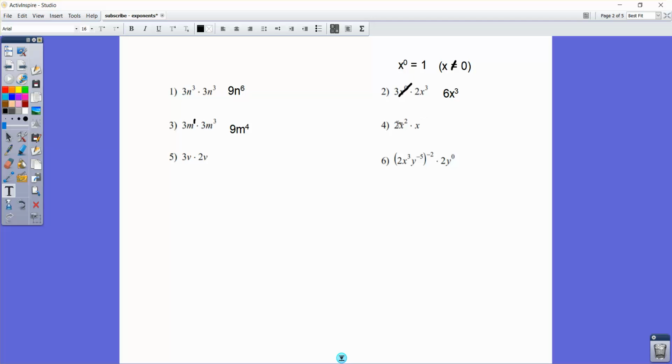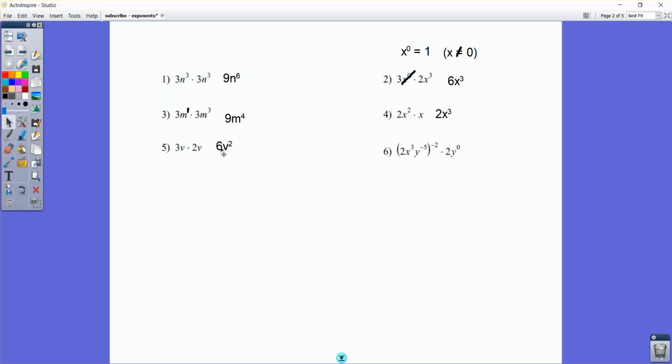For number 4, same deal here. 2x squared times x is just 2 plus 1 for the exponent, so it's 2x to the third. And then 3v times 2v, that's 6v to the second, with 3 times 2 is 6, v times v is v squared. And then that's an application of those easier problems.